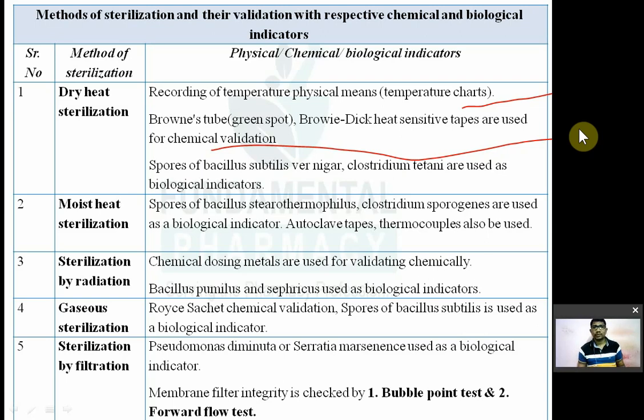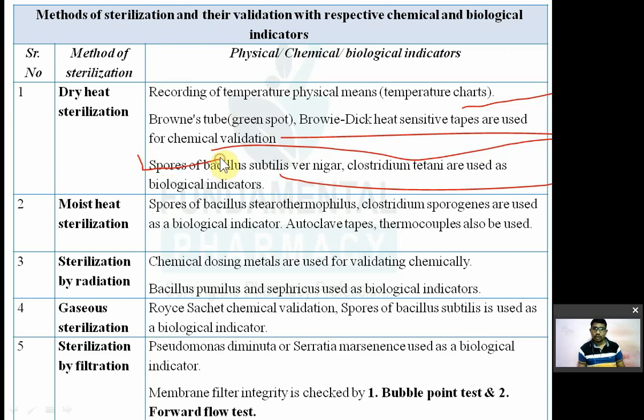So Brownian's tube and Brevidic heat sensitive tape, these are the chemical indicators used for the validation of dry sterilization. Again, biological indicators, a question has come on this too. Which of the following bacterial spores is used as a biological indicator for validating dry sterilization? Remember, the question has come.